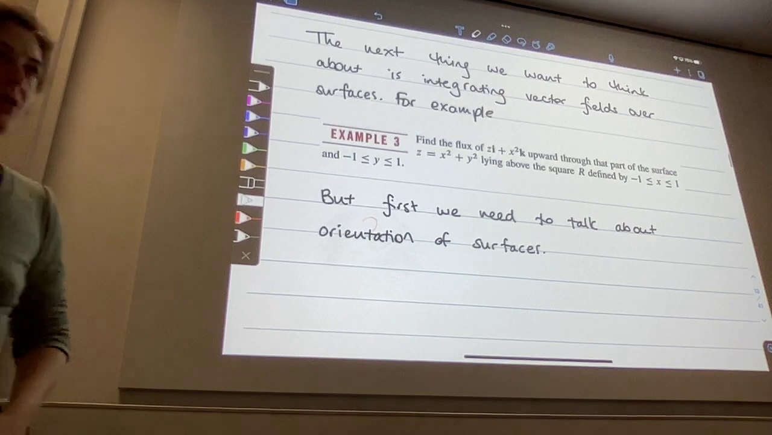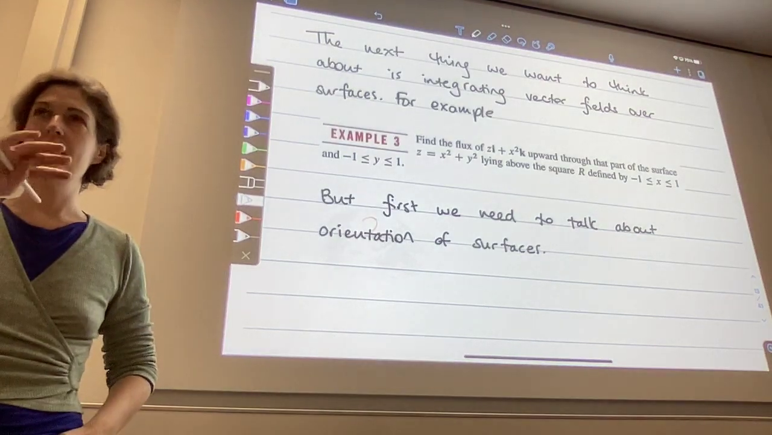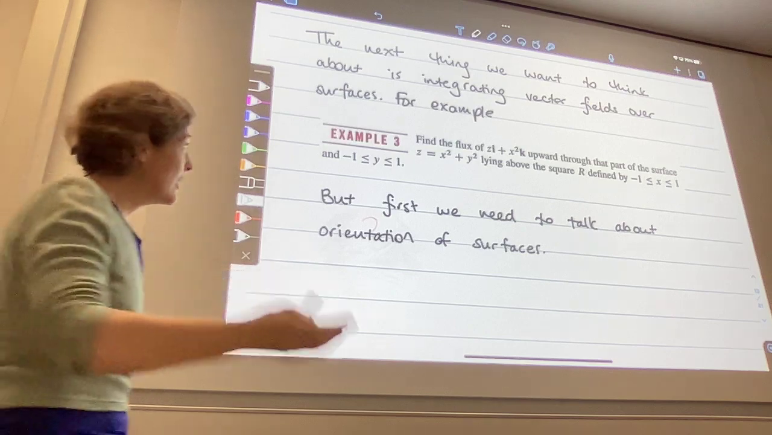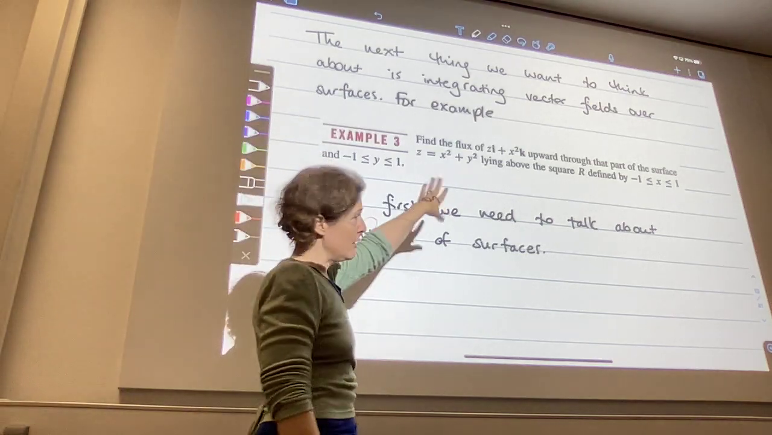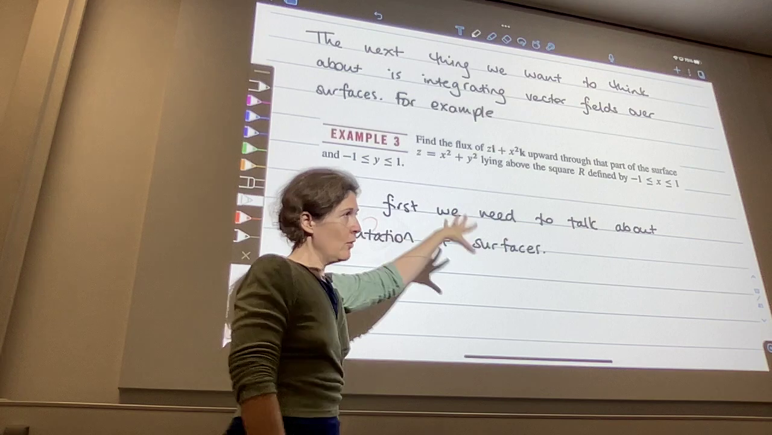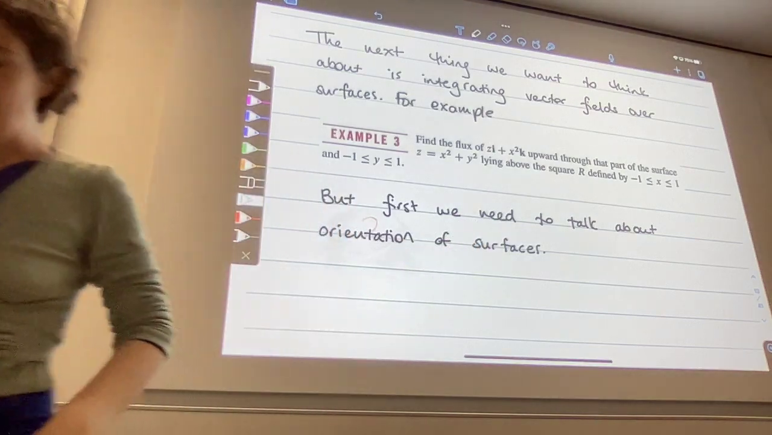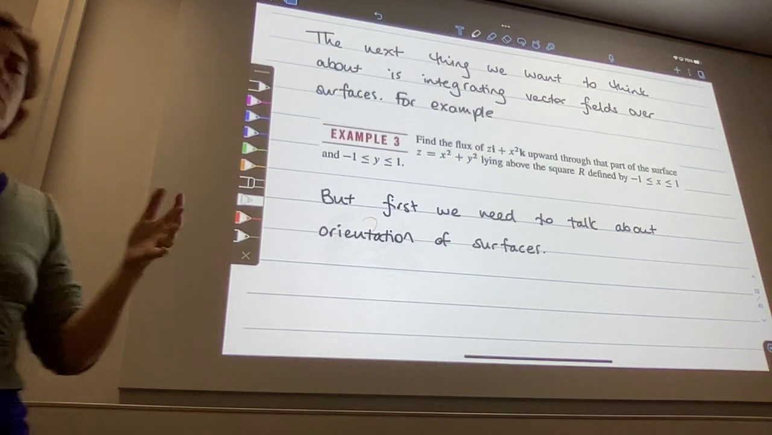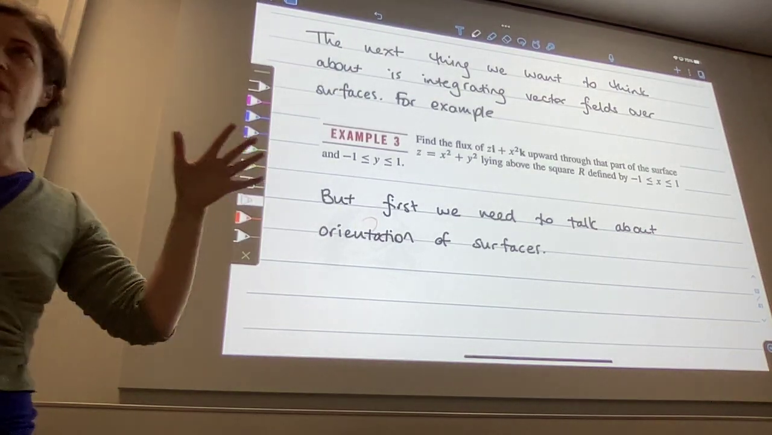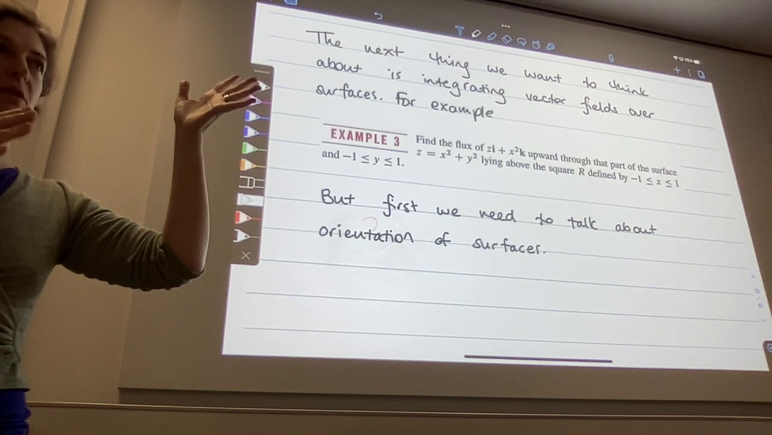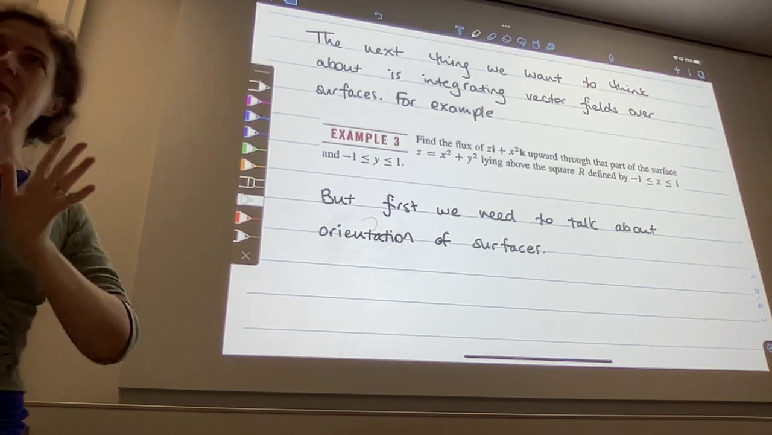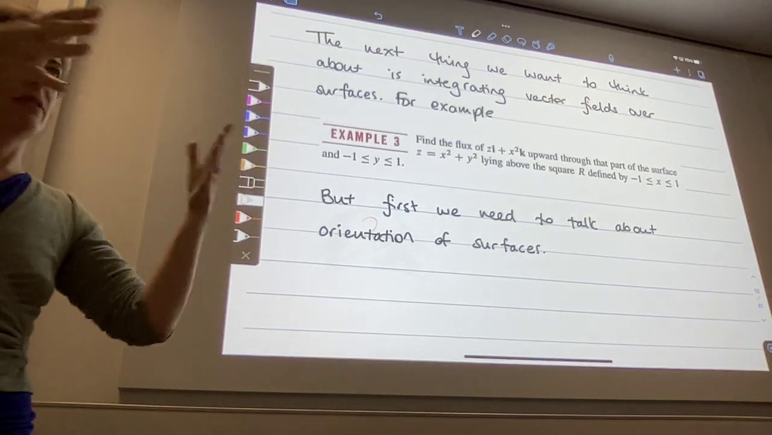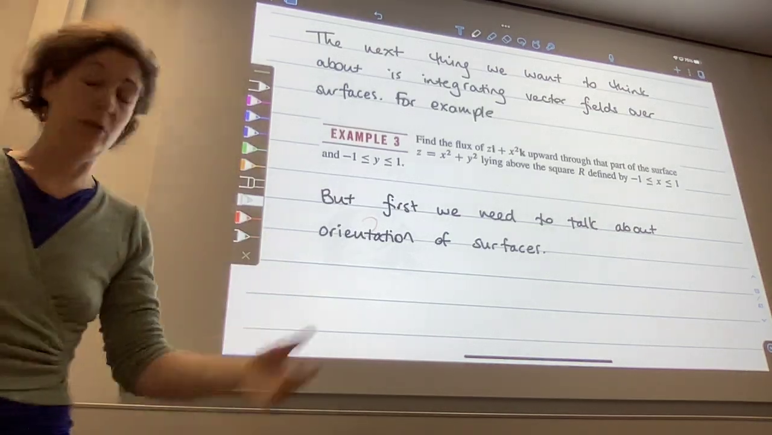Okay, so that's integrating scalar fields over a surface. So the next thing we'd like to be able to do is integrate vector fields over a surface. But in order to do that, we need to talk a little bit about surface orientation, because now suddenly we're not just having some scalar field, a vector field has directions involved. So you're going to want to know, is the vector field coming out of the surface or going into the surface? So we need some way of orienting what we're talking about.